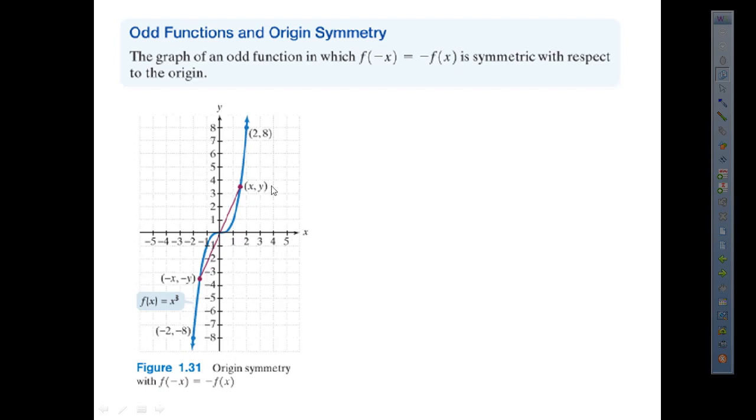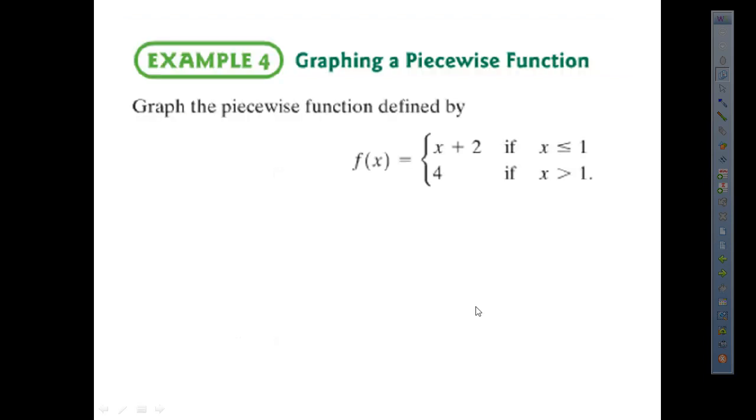Now, what do you also notice here? When x changes sign, so does the y. So that's the thing with it. X and y are both going to swap signs to have origin symmetry. So here we had 2, 8. Here we have negative 2, negative 8.